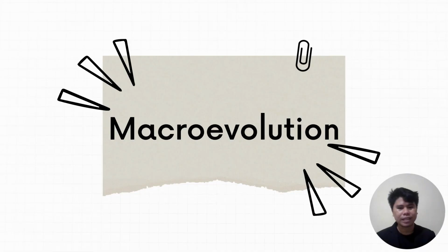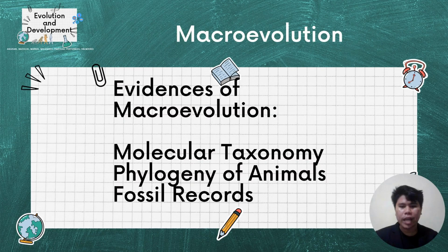All right. So to start with our discussion about evolution and development, we'll start with macroevolution. Macroevolution has three topics that would help us untangle its relationship with developmental biology, and they are namely molecular taxonomy, phylogeny of animals, and fossil records.